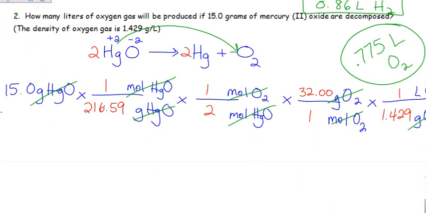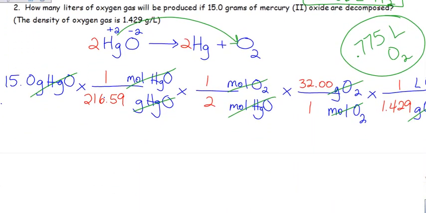Alright, so here's this last one. Let's see what we got. How many liters of oxygen gas will be produced if 15 grams of mercury 2 oxide are decomposed? So we have our balanced equation. It's an easy one. Mercury 2 oxide is a plus 2 minus 2, so it's neutral. Elemental mercury is not diatomic, but the oxygen is.